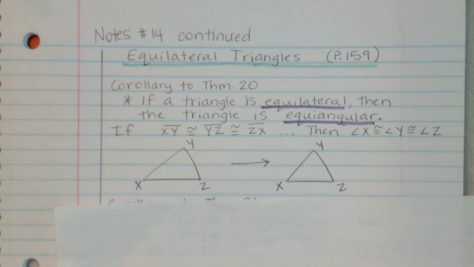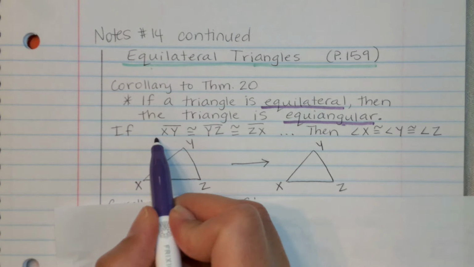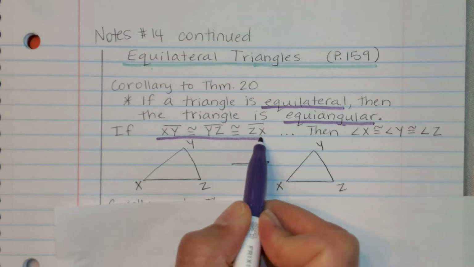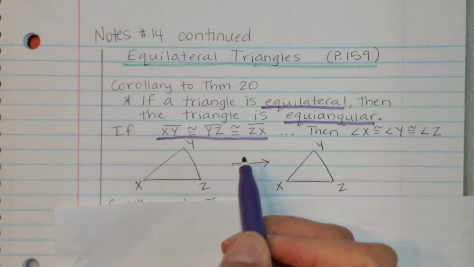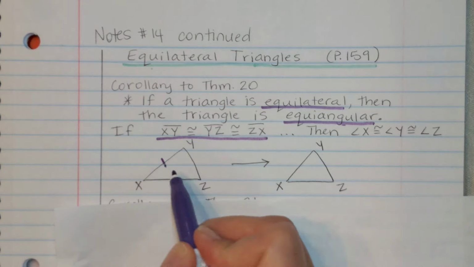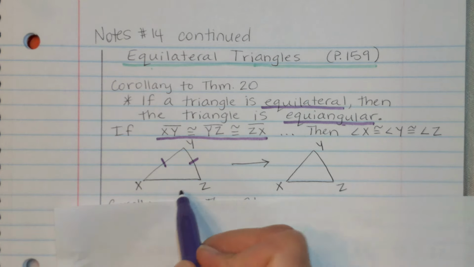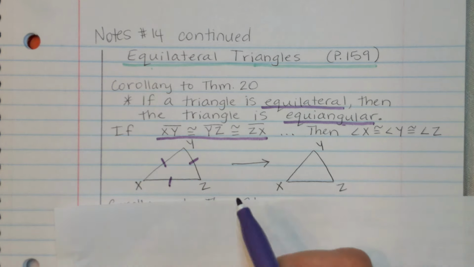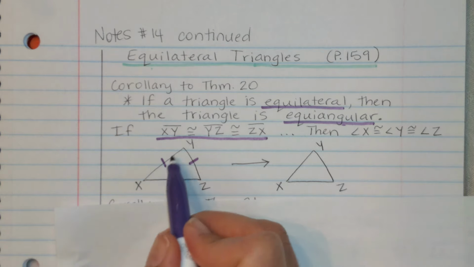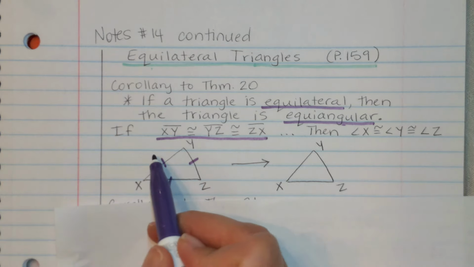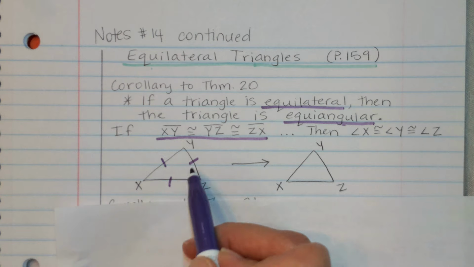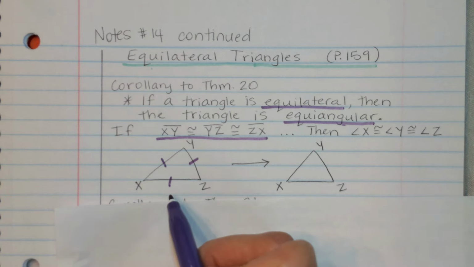So it says if XY is congruent to YZ is congruent to ZX. So XY is here. It's congruent to YZ, but they're also congruent to ZX right there. That's how we would mark all three sides are congruent. So if I know one of them is like 5, then I know all three sides are 5. So whatever one side is, they're all the same.